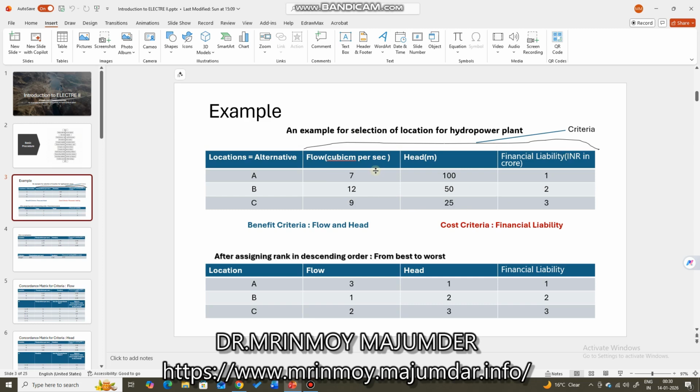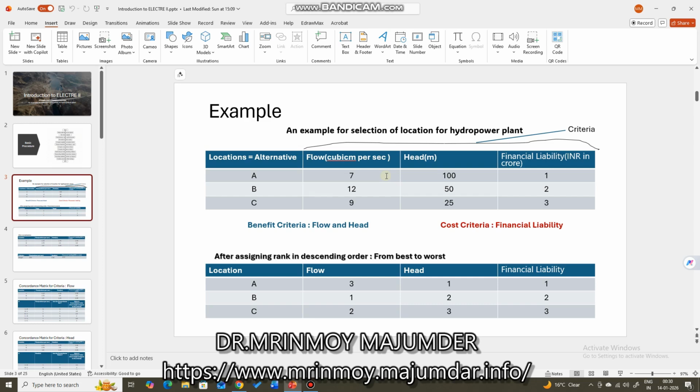So the flow for location A is 7 cubic meters, for B it is 12 cubic meters, for C it is 9 cubic meters, and the head for location A is 100 meters, B is 50 meters, C is 25 meters. And financial liability for purchasing land in location A is 1 crore, B 2 crore, C 3 crore.